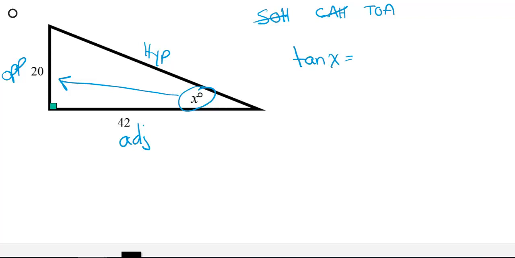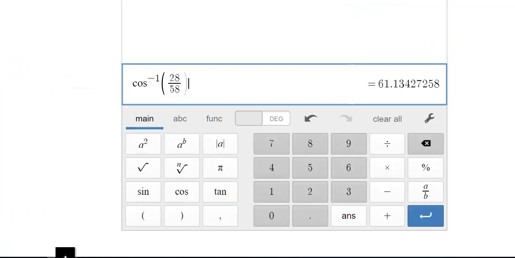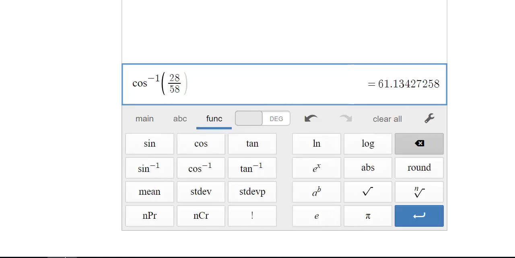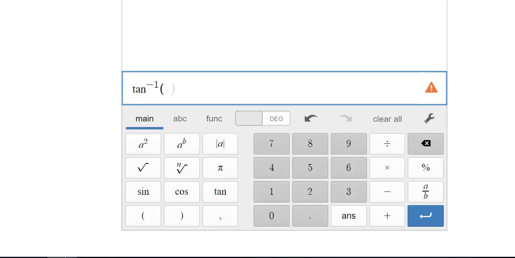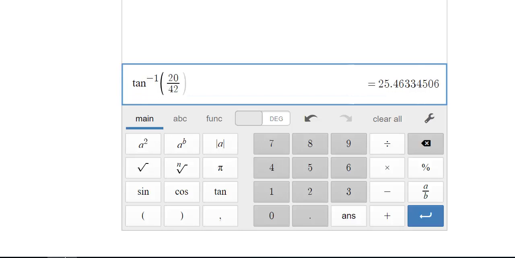And I'm looking for the opposite, which is 20, over the adjacent. And I do not need to simplify because I'm going to be using a calculator. And I want to look for the inverse function, meaning I'm undoing the other. So tangent inverse, so I'd clear it all. Inverse tangent, and I believe it was 20 divided by 42.